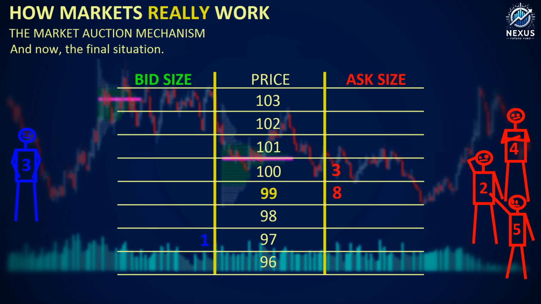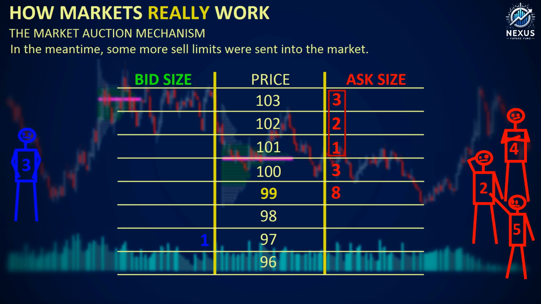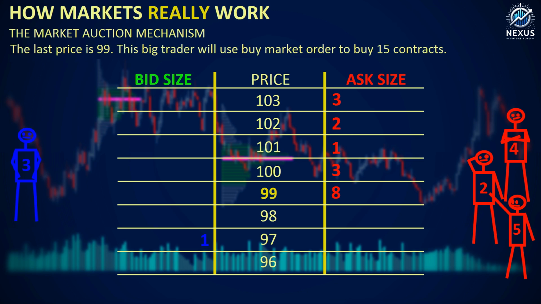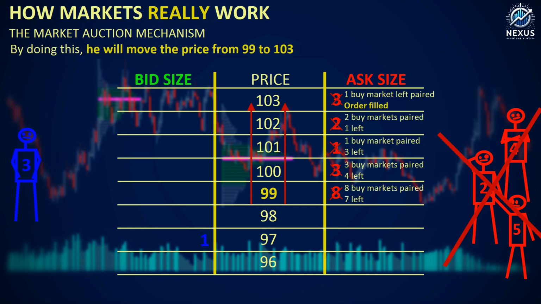And now, the final situation that we'll have a look at. A big trader comes in and he wants to buy 15 contracts. As you can see, in the meantime, some more passive sellers have appeared and sent their sell limit orders into the market. The last price is 99. This is the price at which the most recent trade has taken place. This is the price that a big trader is looking at when he decides to send his order into the market. This big trader uses a buy market order to buy 15 contracts. By doing this, he will move the price from 99 to 103.